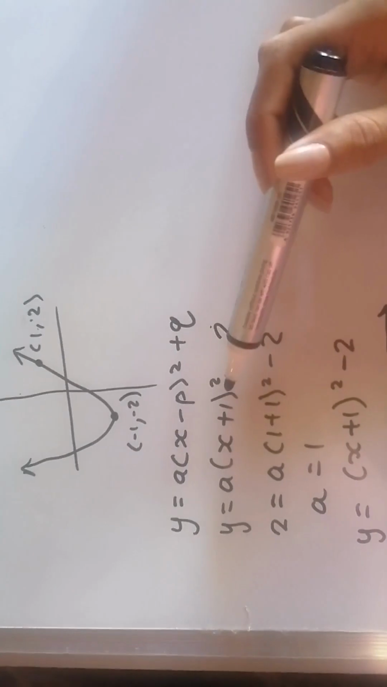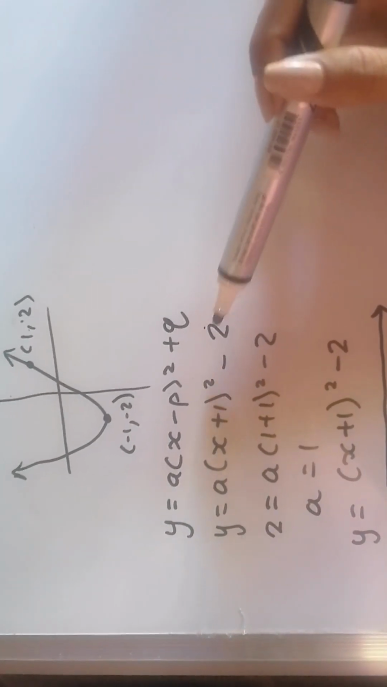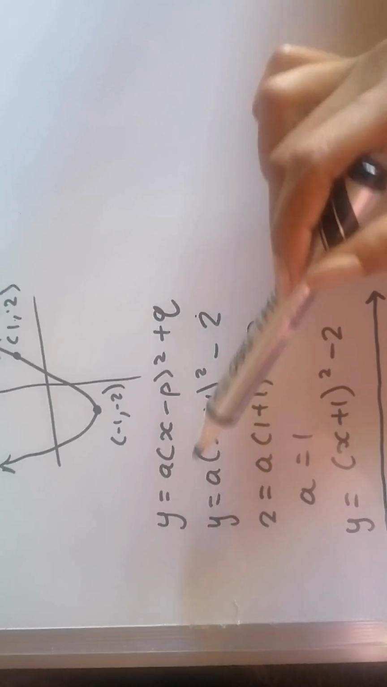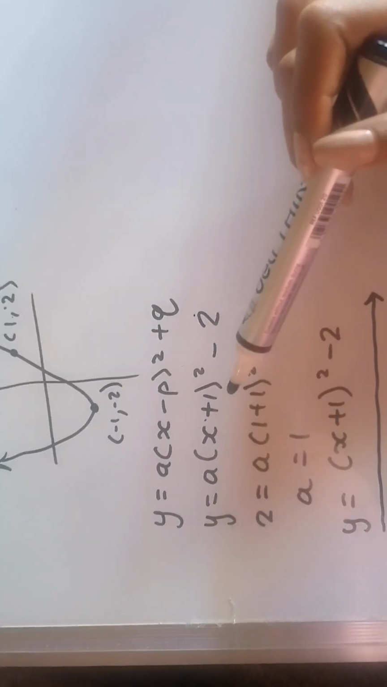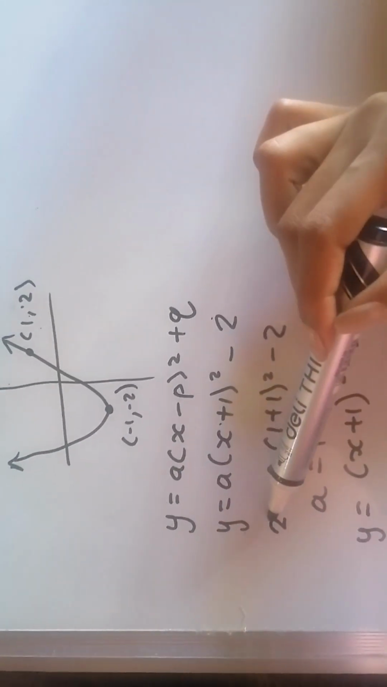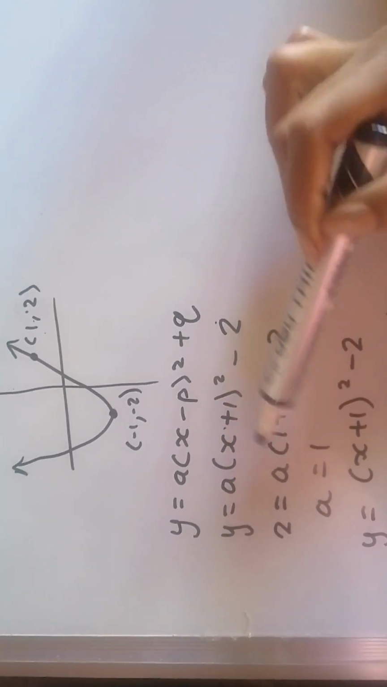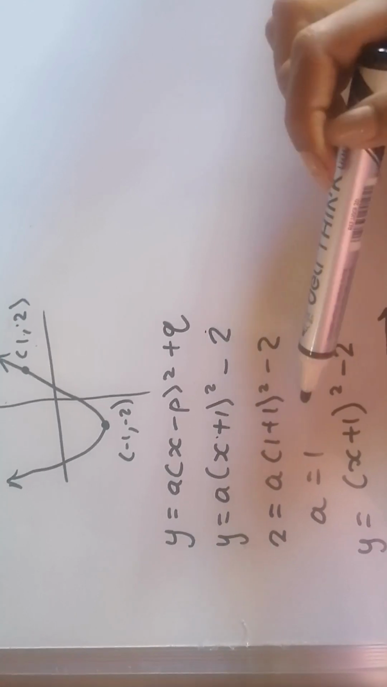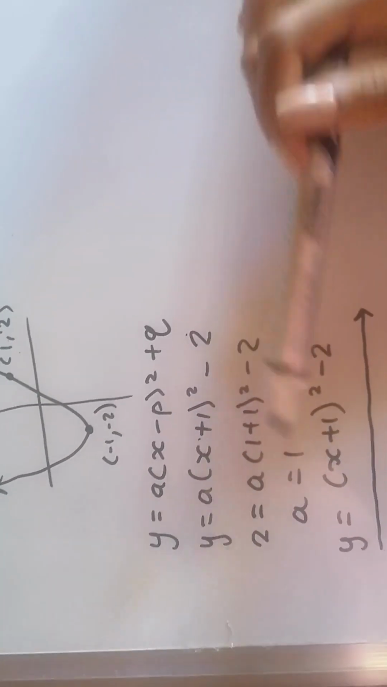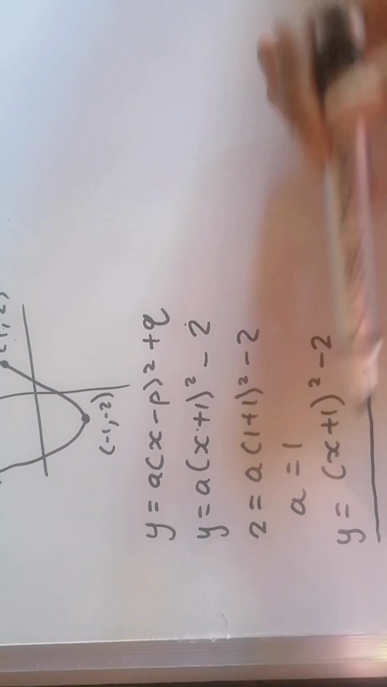Okay, so I have p filled in, have q filled in. I just need a. So what am I going to do to solve for a? I'm going to sub in a random coordinate at x and y, and there's a random coordinate here. It gave me 1 and 2. So I'll put 2 is equal to a, open brackets, 1 plus 1, close brackets, squared, minus 2. Now you can see the only unknown here is a. So I can shift solve and I got my a.